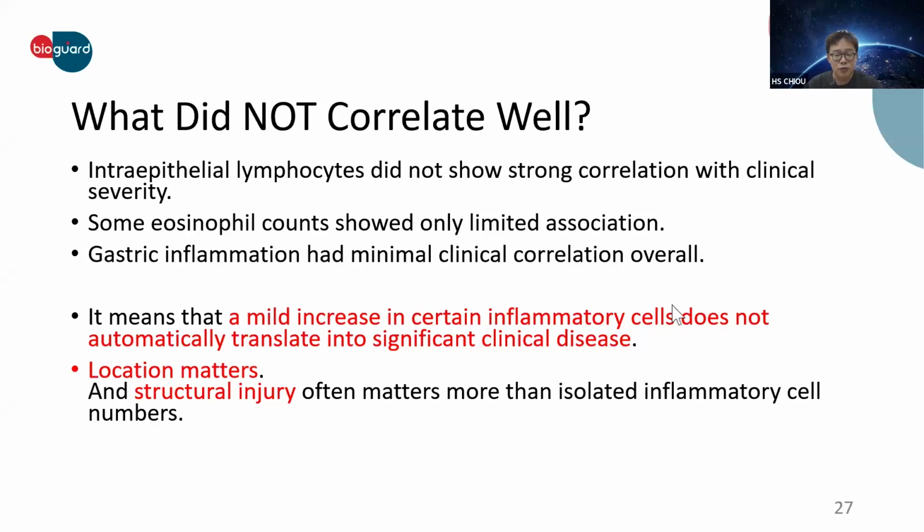And again, this reinforces two key ideas. Location matters, and structural injury often matters more than isolated inflammatory cell numbers. So when you read a pathology report, focus on the big picture, not just one cell type.